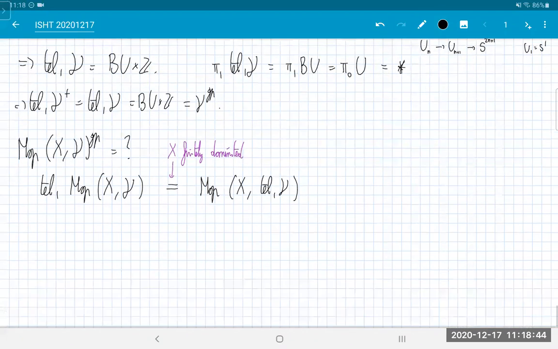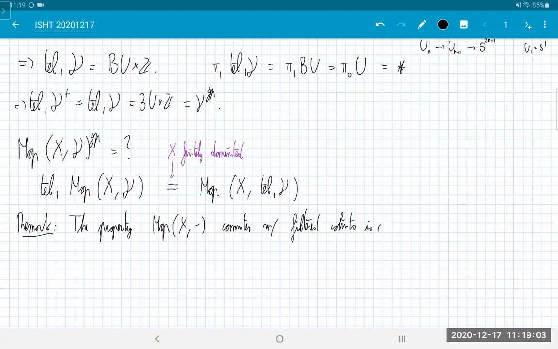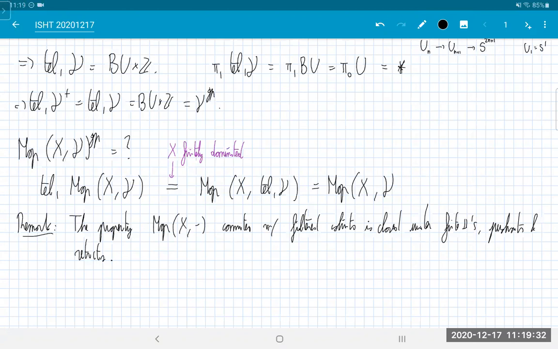Well, okay. The remark: the property that maps out of X commute with filtered colimits is closed under finite coproducts, pushouts, and retracts. That's actually an exercise, isn't it? And it's true for the point. And so it's true for all finitely dominated spaces. But then this is maps from X, what we proved.